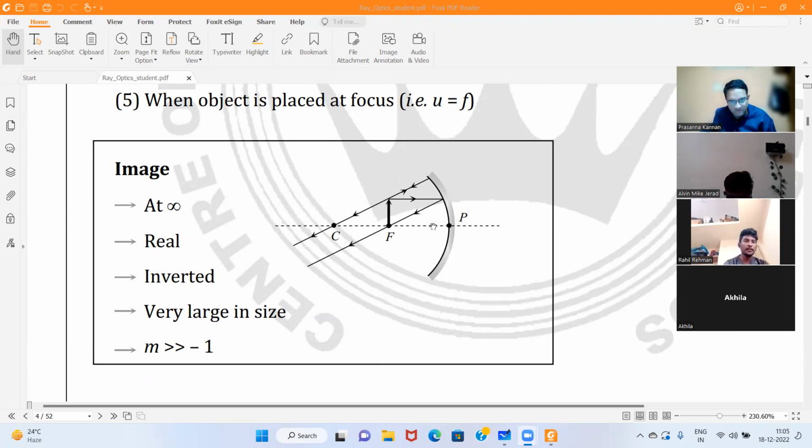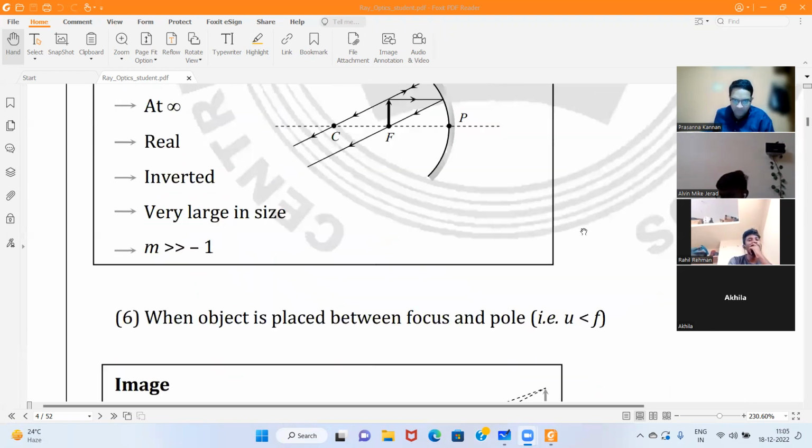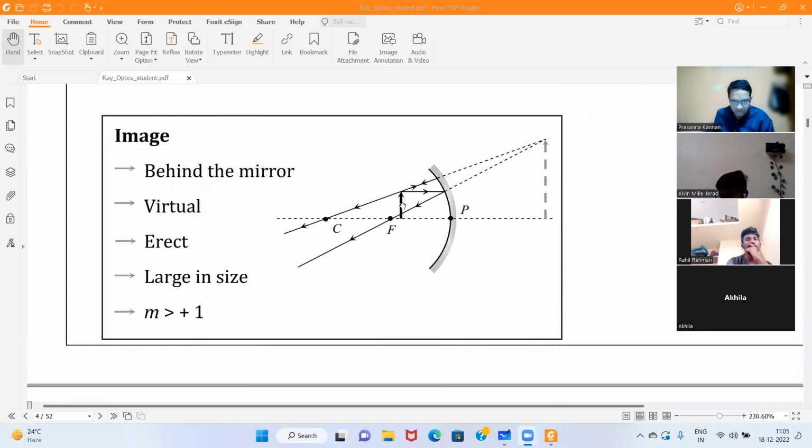Now, one more case in concave mirror. Let us discuss. If the object is placed between the principal focus and the pole, are you able to see now? Yes, sir. In this case, you can actually visualize what is going to happen.